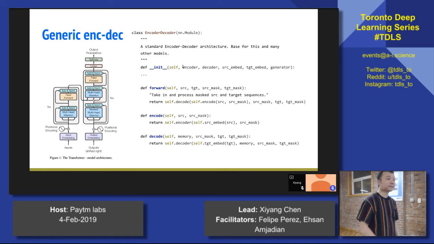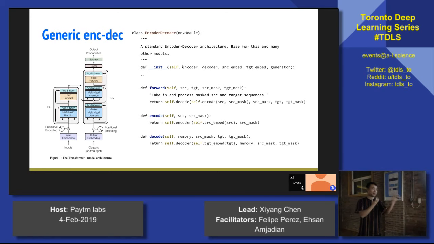What's the mask for? Masking is for, remember, if you want to translate, say, this entire French sentence, right? If you want to translate the third word, you are only allowed to know the first 2 words. You're not allowed to see the subsequent ones. So that part needs to be masked.